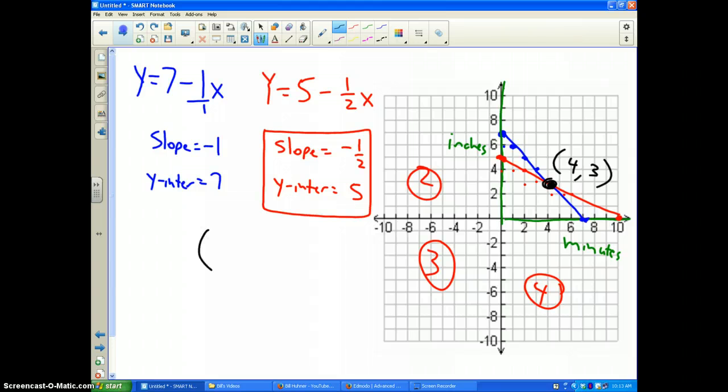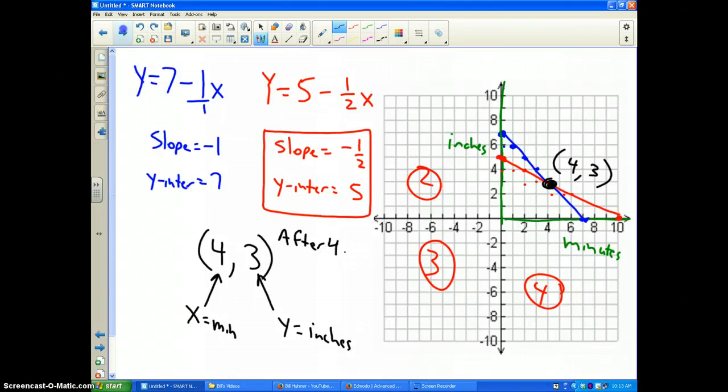So what does that tell us? If I write it as an ordered pair, this is x, and we know x stands for minutes, and this is y, and that is the amount of inches. So therefore, the answer to the question is after 4 minutes, the tanks are equal in height, and how high are they? It's 3 inches. The water in both tanks is 3 inches.